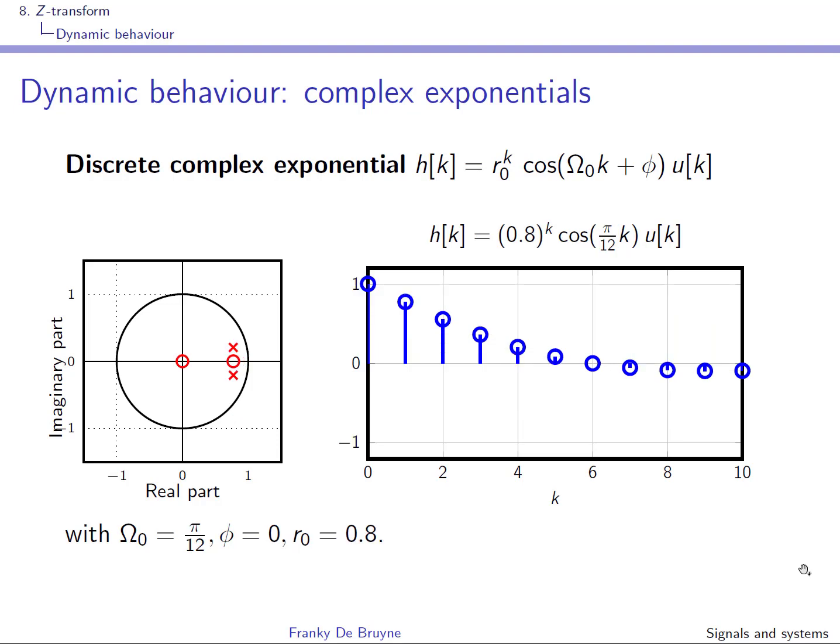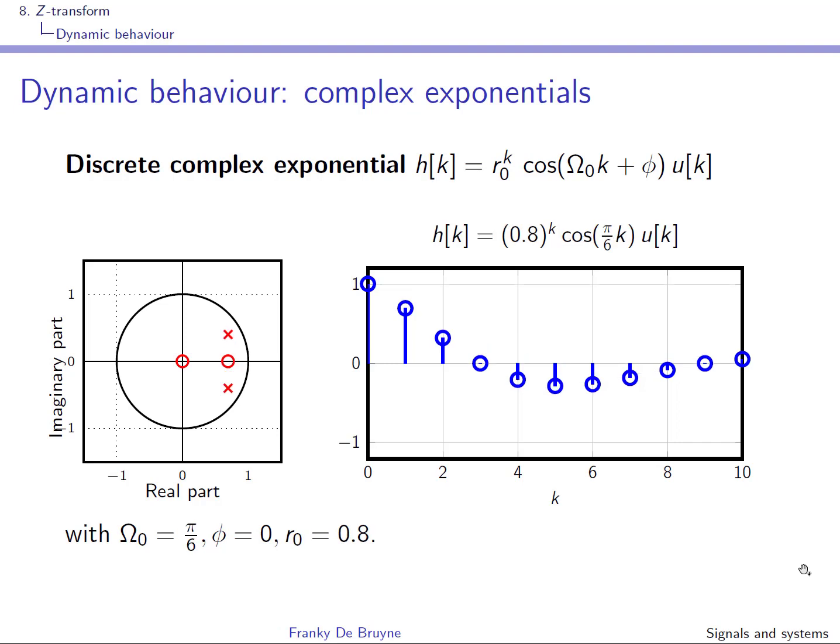Well, this is an example where the pole location will be such that r0 is fixed to 0.8, so the poles will be moving on a circle of radius 0.8. We'll start with a discrete frequency omega 0 of pi over 12, and then increase, and you will see this in the impulse response given in blue. So pi over 12, pi over 6 here, pi over 4, you can see that the frequency is indeed increasing, pi over 3 and pi over 2.